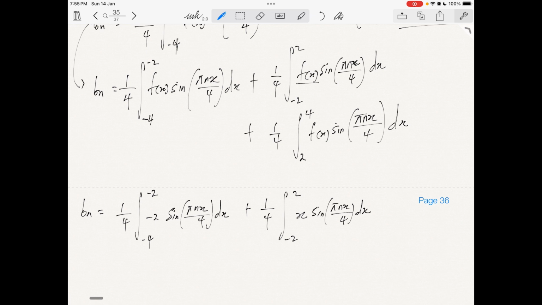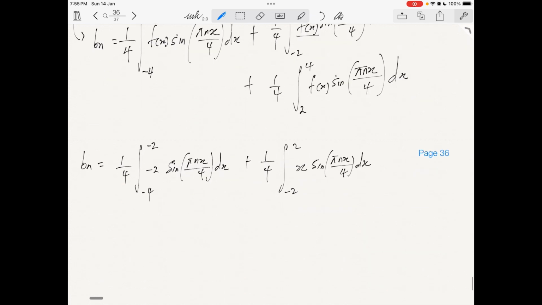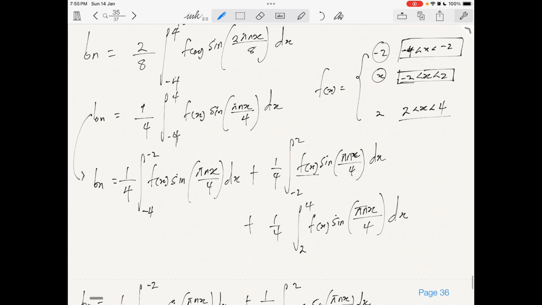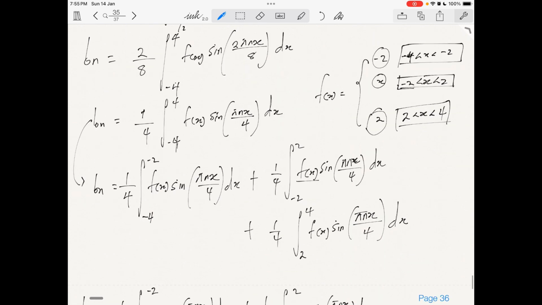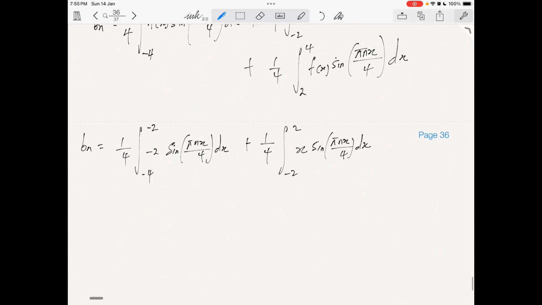And finally, when we are considering the limit of 2 to 4, that means 2 less than x less than 4, the f of x there is 2. So we substitute f of x to be 2. So that's plus 1 over 4 integral from 2 to 4 of 2 sine pi nx over 4 dx.